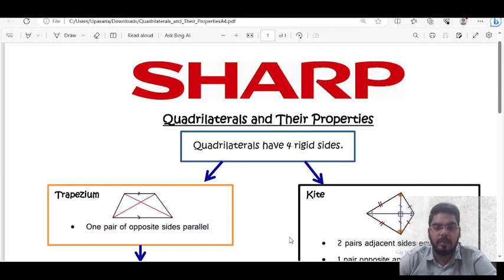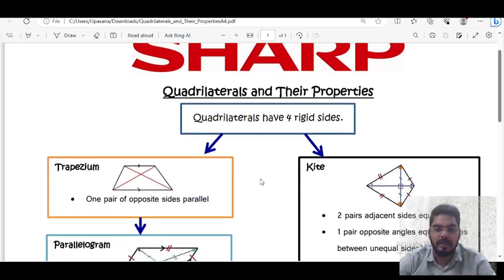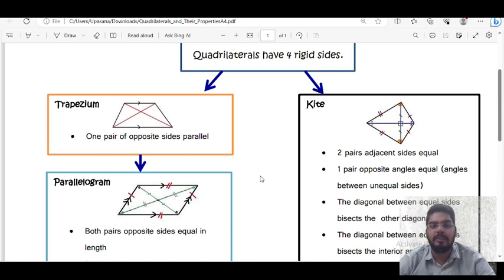So now let's start on the topic. We are talking about the quadrilateral, its properties and types. First of all, what is a quadrilateral? Quadrilateral means any figure which has four rigid sides.